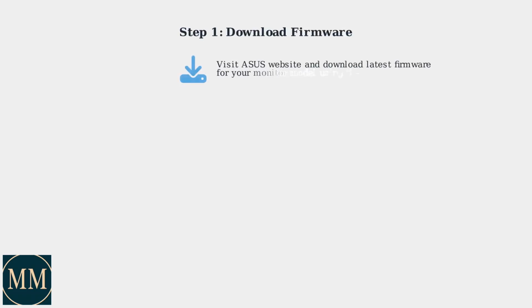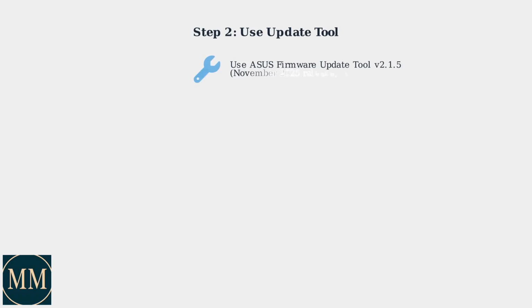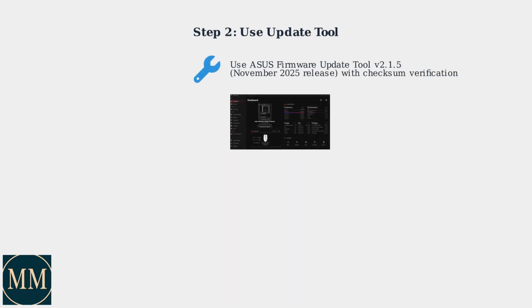First, visit the ASUS website and download the latest firmware for your specific monitor model. Use their model checker tool to ensure you get the correct file for your serial number. Use the ASUS Firmware Update Tool version 2.1.5, released in November 2025. This tool includes checksum verification to prevent corrupted updates and supports over 50 monitor models.